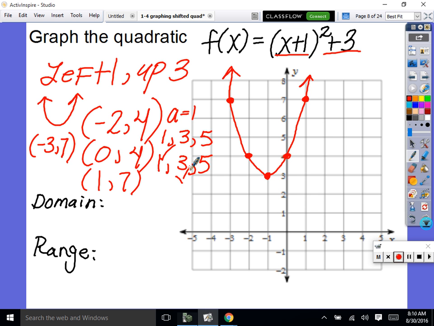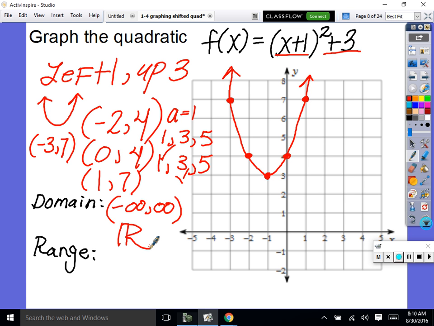Guys, domain is x values. Look with your eyeballs. From left to right, where's my function growing? Domain is left and right. So look, isn't my function growing this way forever? And isn't my function growing this way forever? Good, so domain is from negative infinity to positive infinity, or I would also accept all real numbers. Now it doesn't matter how high up and down it is for domain. It only matters from left to right.